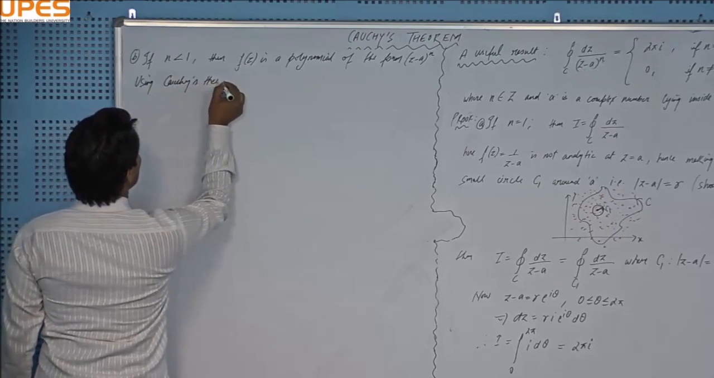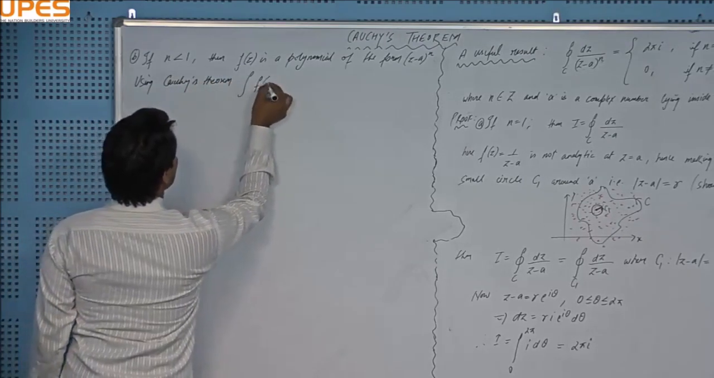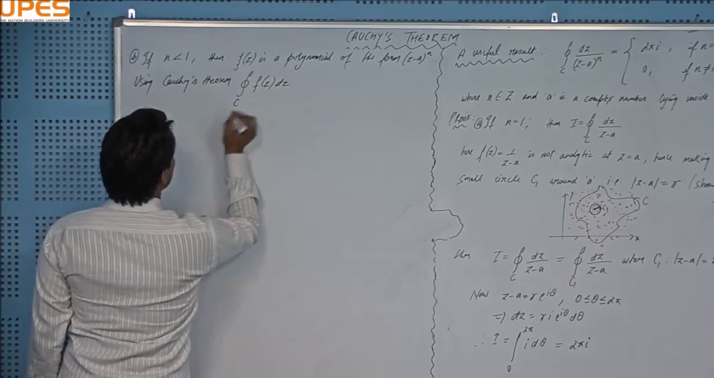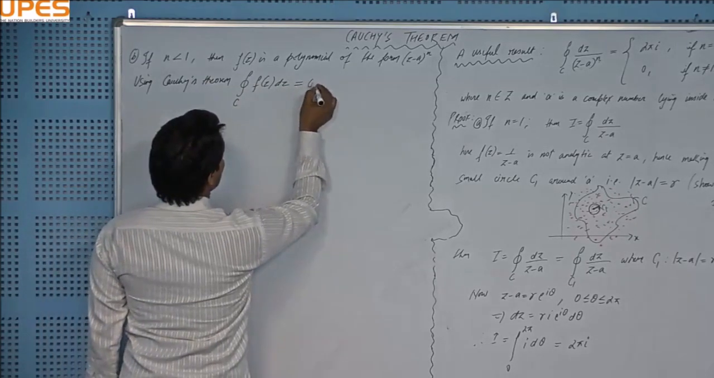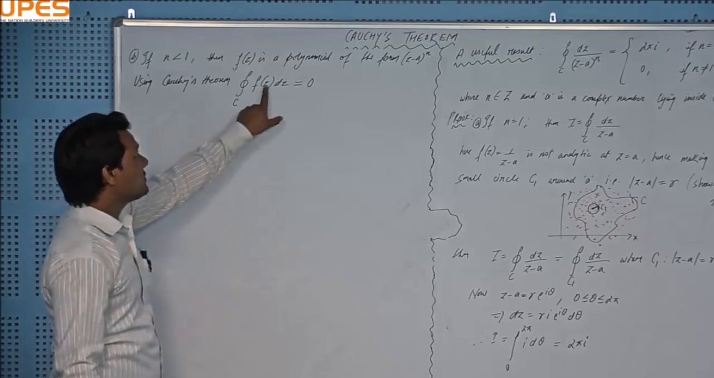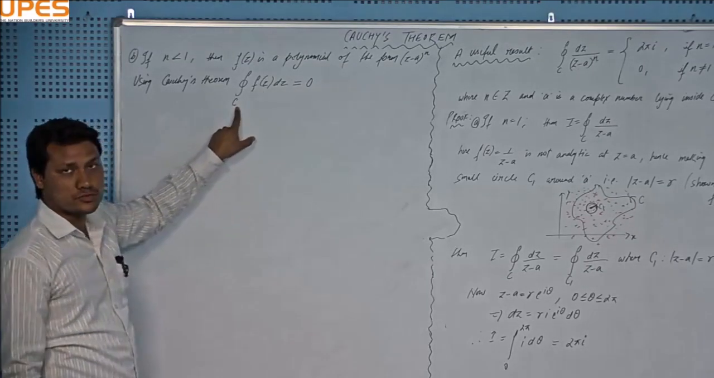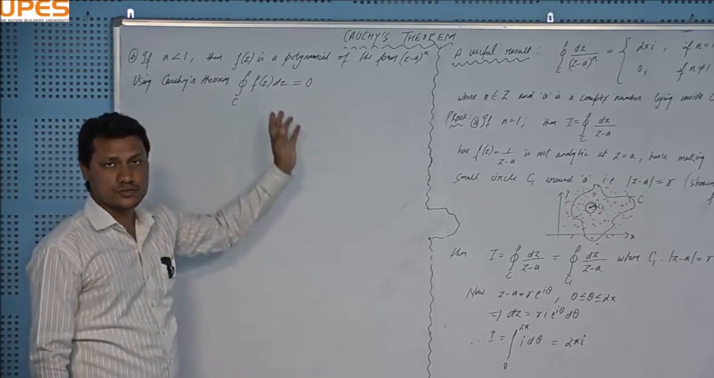Using Cauchy's theorem, the integral of f(z) dz over C is equal to 0, because f(z) being a polynomial is an analytic function inside the closed contour C, and the result is 0 by Cauchy's theorem, right?